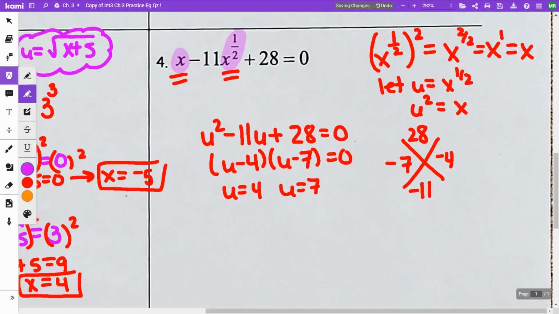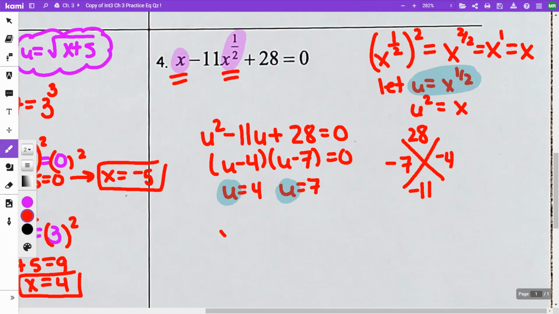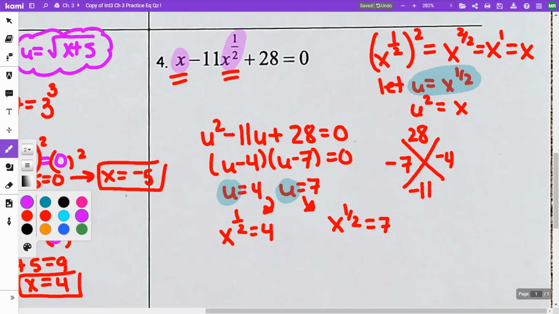Now remember that we had to find our u as an x to the 1/2. So I'm going to put an x to the 1/2 here. So I'm going to have x to the 1/2 is equal to 4, and x to the 1/2 is equal to 7 because of this one, and then because of this one. Okay. Now, again, just a reminder that if I have x to the 1/2, that's really the same as a square root of x. So I need to be careful and make sure that these are not negative.